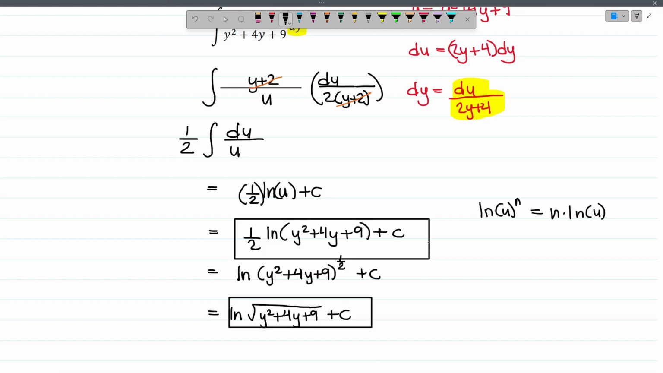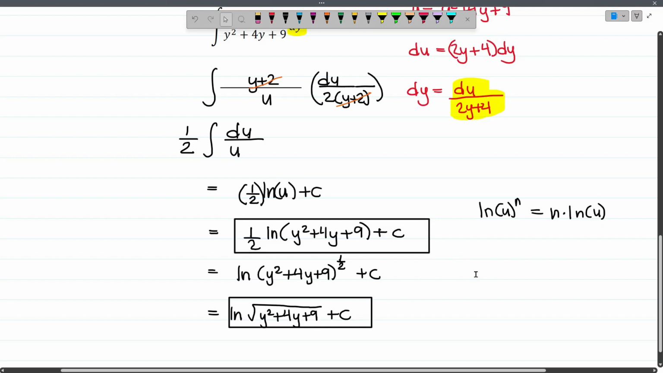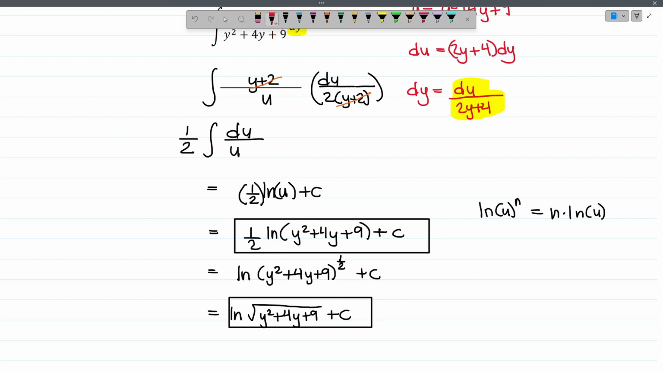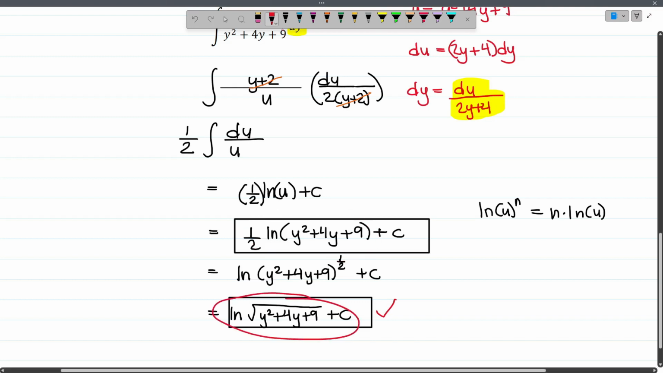Or this one. However, the reason I'm showing you the two answers is because in your exam, this may appear in the choices instead of this one. And so if you don't know how to rearrange this one, you will not know that this is actually the same as your answer. And so be wary of this.